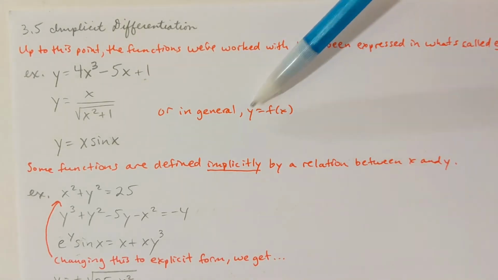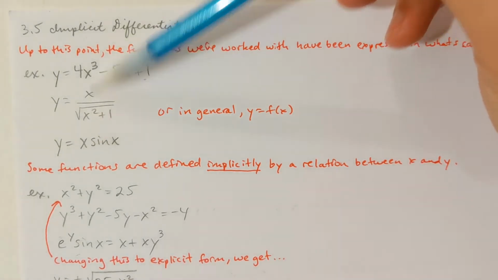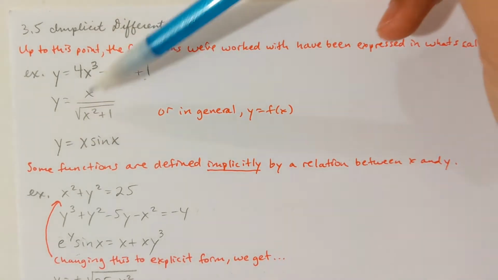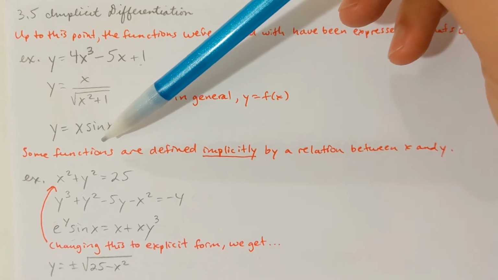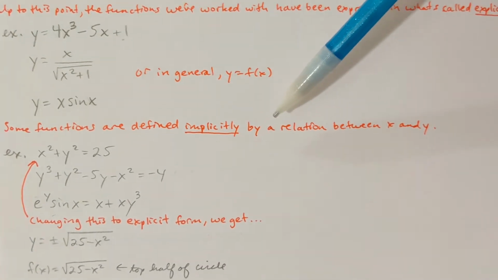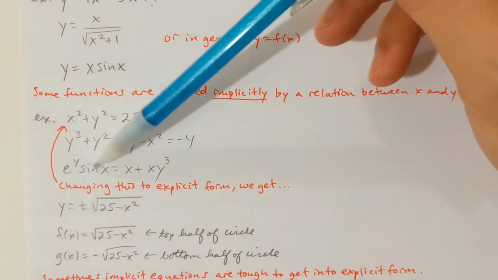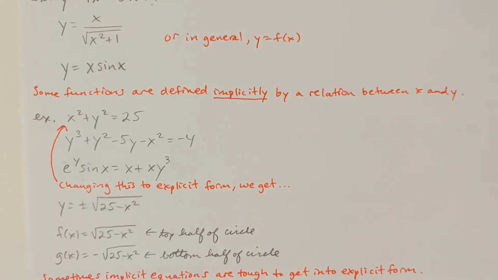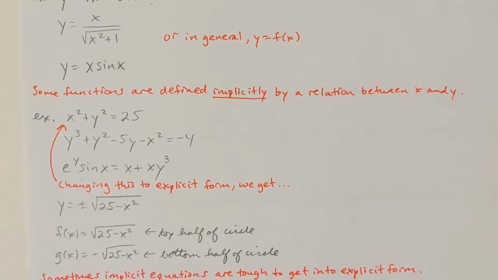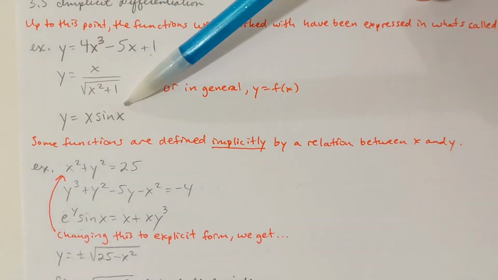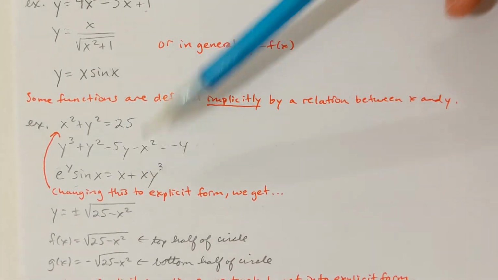y is equal to f of x. I'm not using function notation here, but I could. All these are in explicit form. Now, some functions are defined implicitly by a relation between x and y. Here are some examples of equations that are written in implicit form. Implicit form just means the equation has not been solved for y. So these equations have been solved for y, these have not.